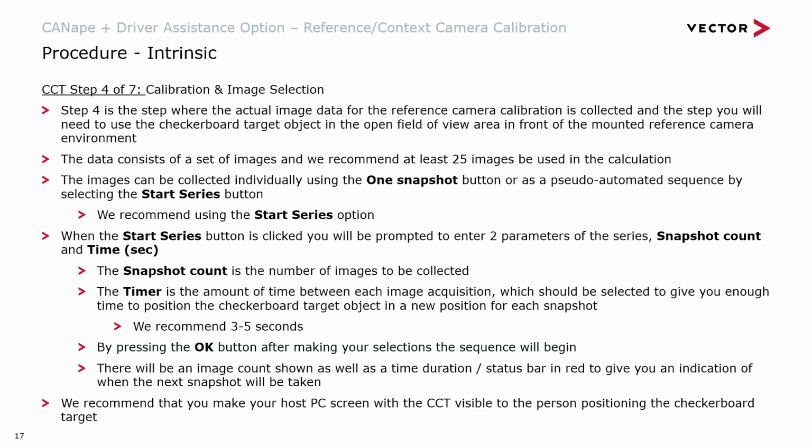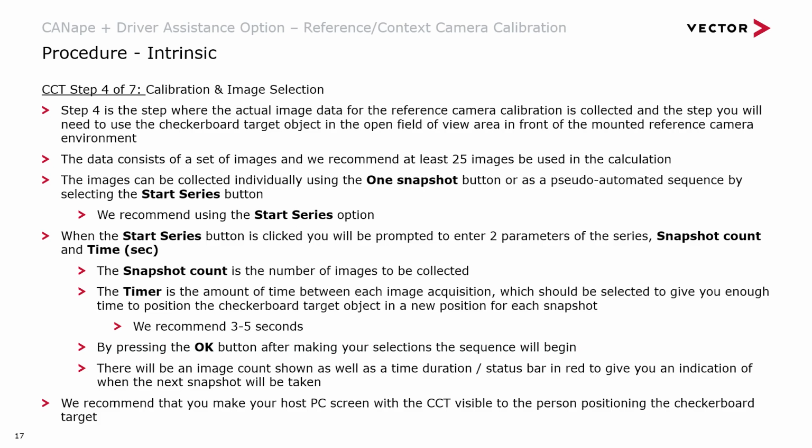If you select the series method, you will be prompted to enter two parameters of the series, snapshot count and time in seconds. The snapshot count is the number of images to be used in the calibration, and as mentioned earlier, we recommend 15 to 25. The time in seconds is the number of seconds between snapshots. Depending on your ability to reposition the chessboard between snapshots, you should enter an appropriate duration. We recommend 3 to 5 seconds. When you are ready, click OK and the image collection sequence will begin.